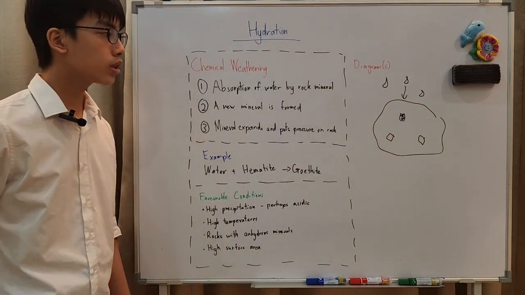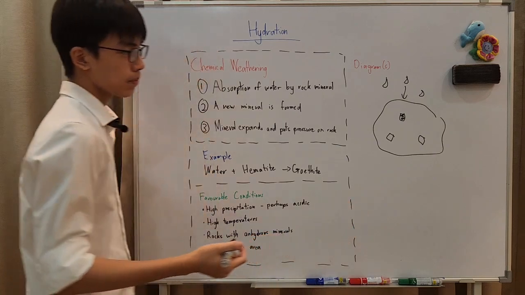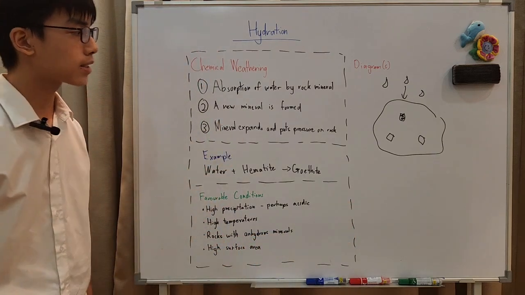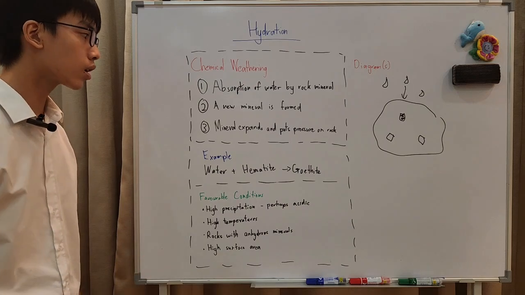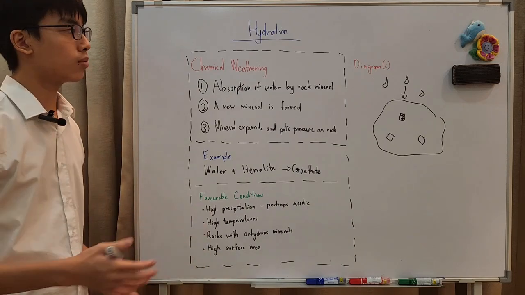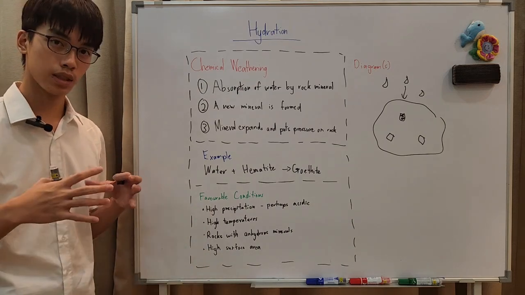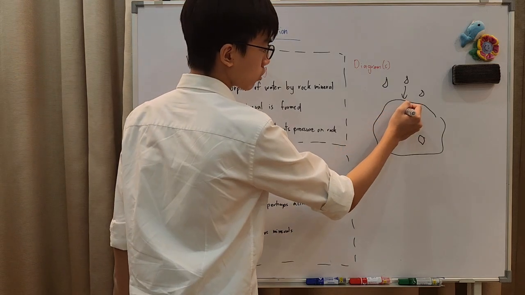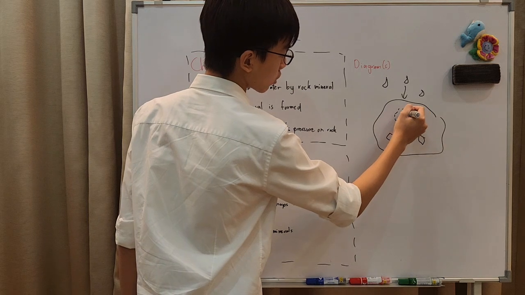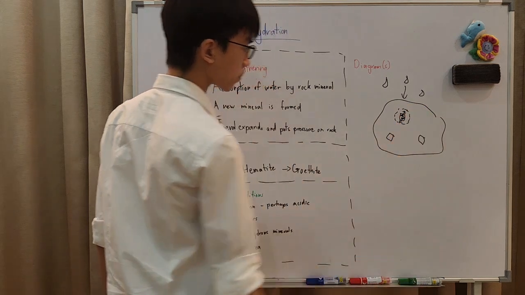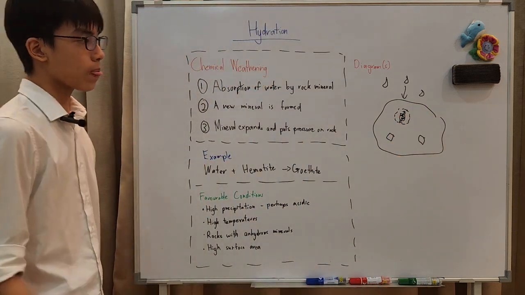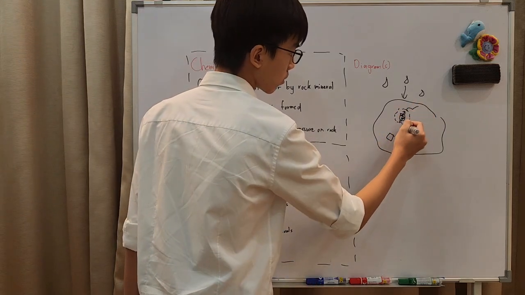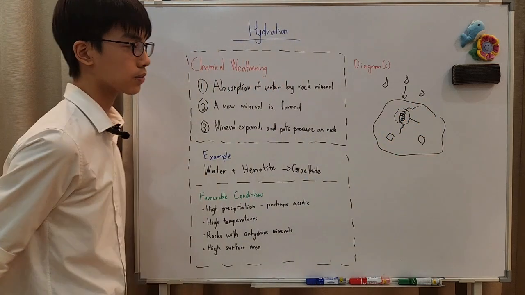A new mineral is formed, so you can't really visualize a new mineral, so we'll just move on to the next step, where the mineral expands and puts pressure on the rock. So this new mineral, because it has the presence of water, that means it has enlarged, so the volume is larger. So you can draw an outer line which shows its expansion with arrows. And that's basically it. You can draw cracks if you want. Just label it cracks.